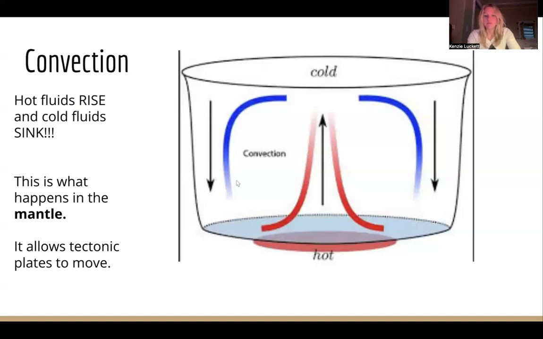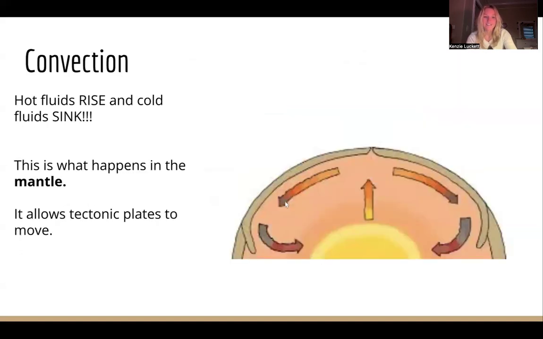So here's just another visual of what convection looks like. And we talked about this a lot in the heat transfer unit. But this is what allows the tectonic plates to move. And I didn't really talk about this quite yet, but the crust makes up our tectonic plates. And that's what our crust is. And these convection currents within the mantle are what allow those plates to move and form our mountains and volcanoes and earthquakes. So again, hot fluids rise, cold fluids sink.